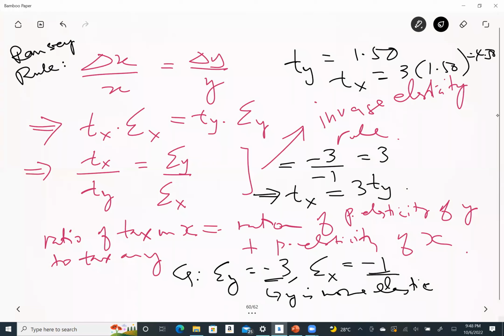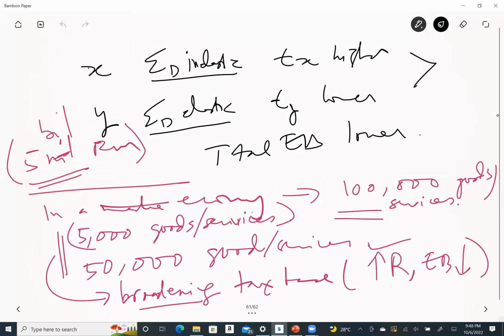Okay, what else? Elasticity rule, broad base rule. Okay, all right. Now, the implication of this efficiency criteria, there is implication. If you look at the economy as a whole, what is the implication?